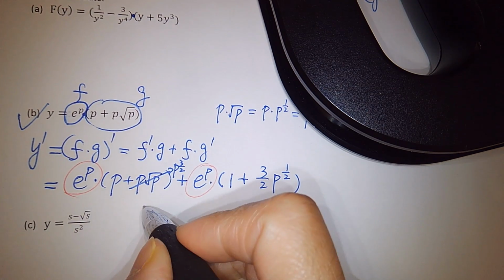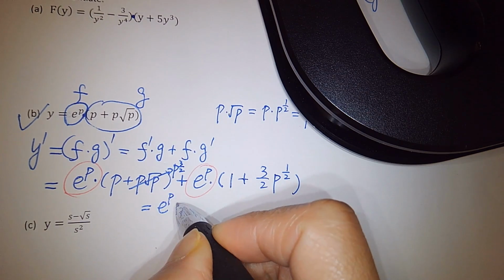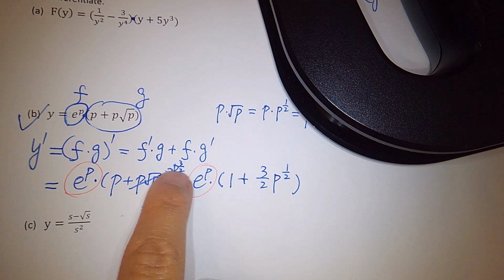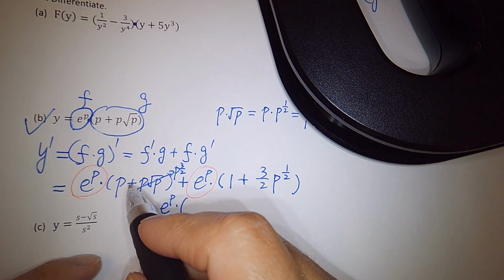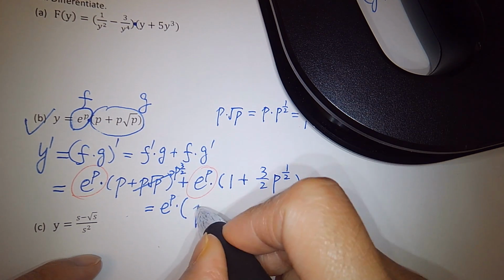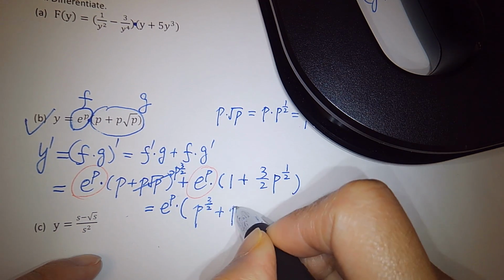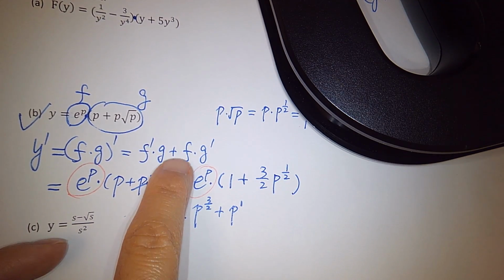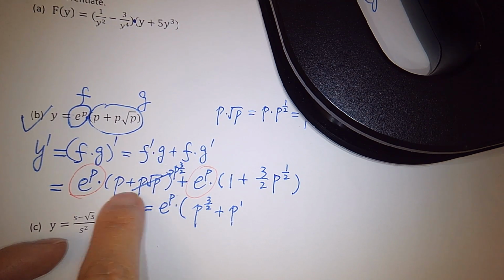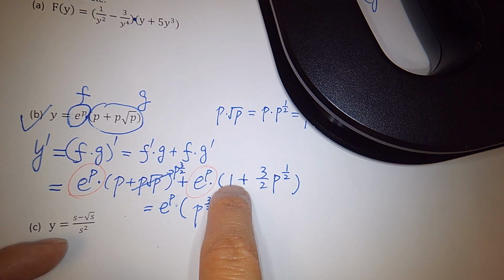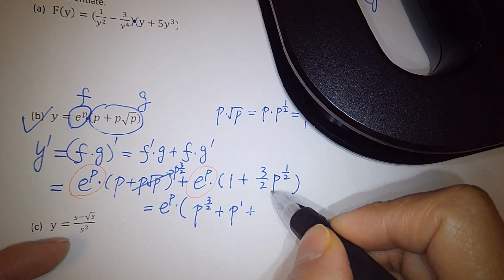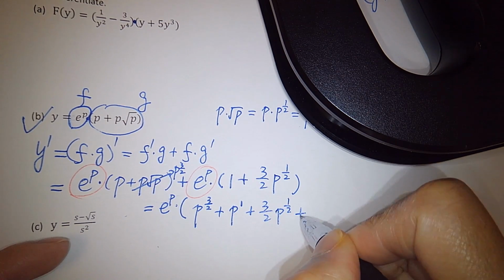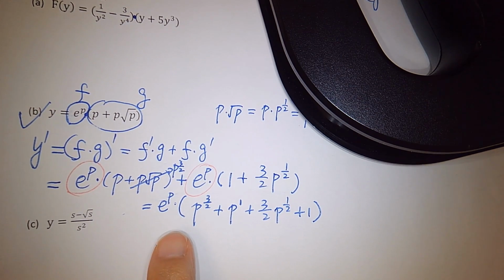So we can pull this common factor e to the p's power out, and then let's see what are the leftovers. From these parentheses we should have p plus p to the 3/2. And we're going to add this, by using a decreasing of the power, this is 3/2 times p to the 1/2 plus 1. Right? Guys, do you see that?